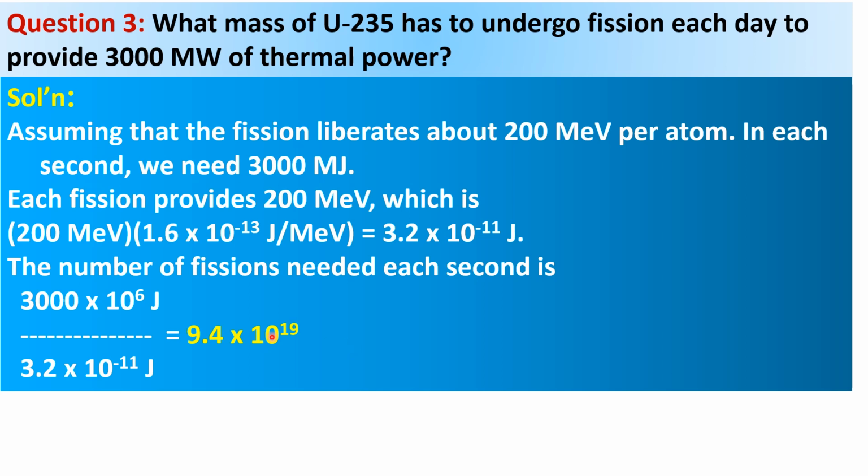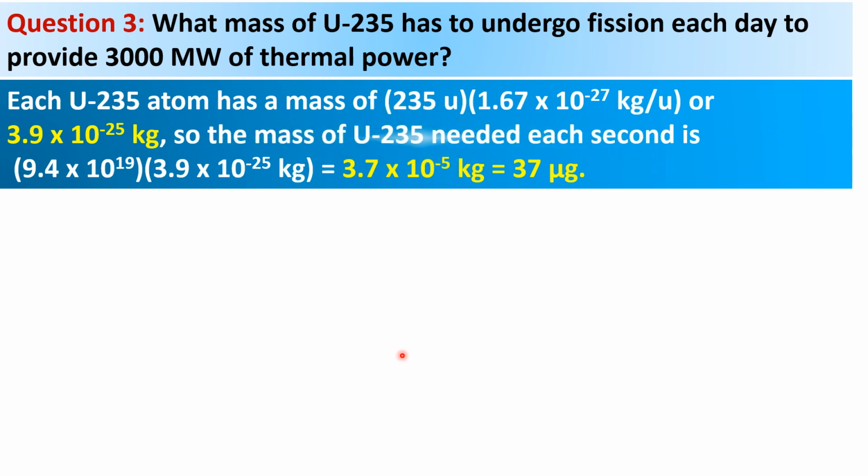In other words, we need 9.4 times 10 to the 19 uranium-235 nuclei to produce this amount of thermal power, 3000 megawatts. That is in 1 second. So what we want is in 1 day.